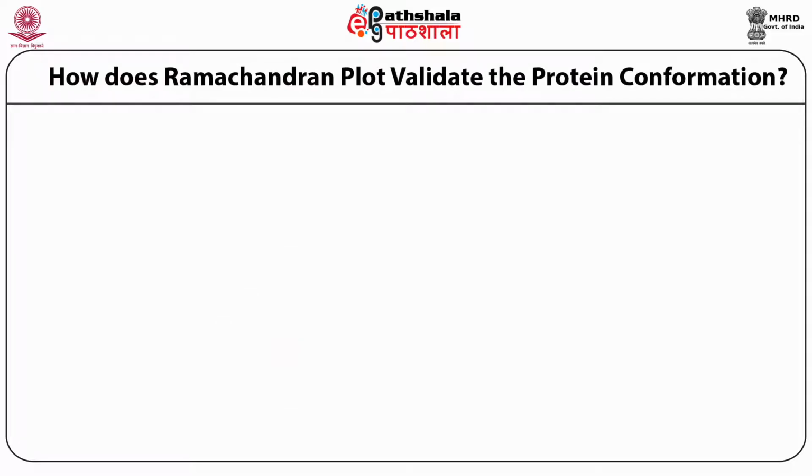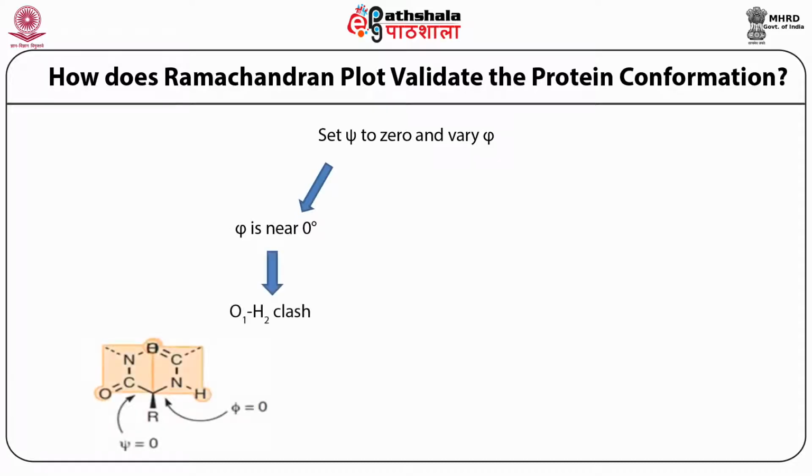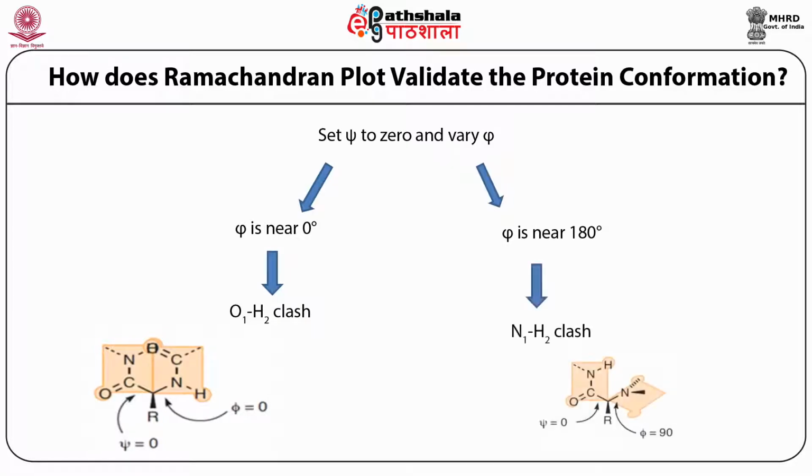Here there is another situation where we set psi equal to 0 and then we vary phi. There are two here. One, when phi is near 0, we see an O1 H2 clash. When phi is near 180, we expect an N1 H2 clash. So when both are 0, similar to the other phi psi situation, here also we get an OH clash, and when phi is near 180, you could see in the diagram very clearly the nitrogen of the next residue is interacting with the amide hydrogen of the previous residue. So this clash is happening.